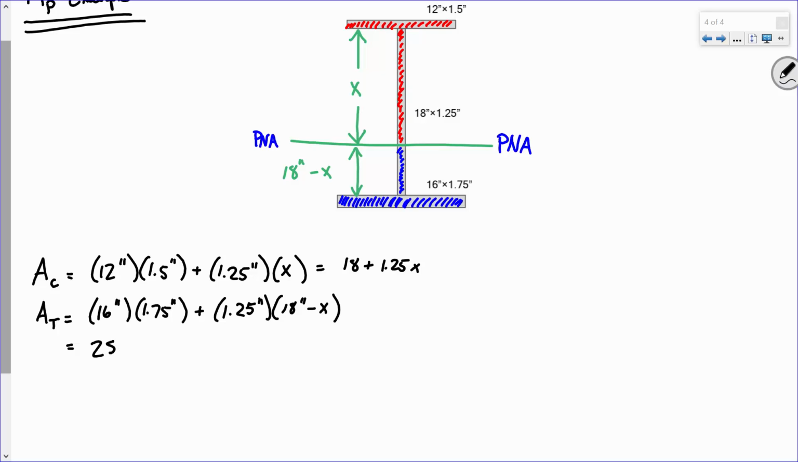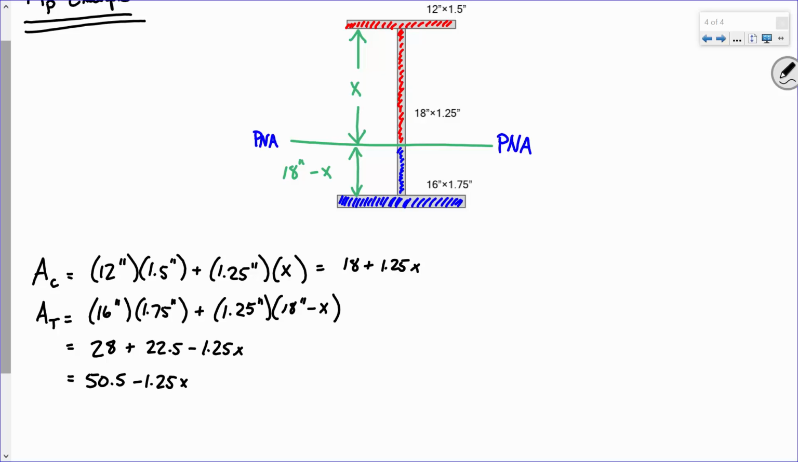Again, I'm just going to leave the units off since everything's in inches. Plus, what's 1.25 times 18? 22.5, minus 1.25x. Fair point? Okay, so what's 28 plus 22.5? That's 50.5 minus 1.25x. So far, so good?